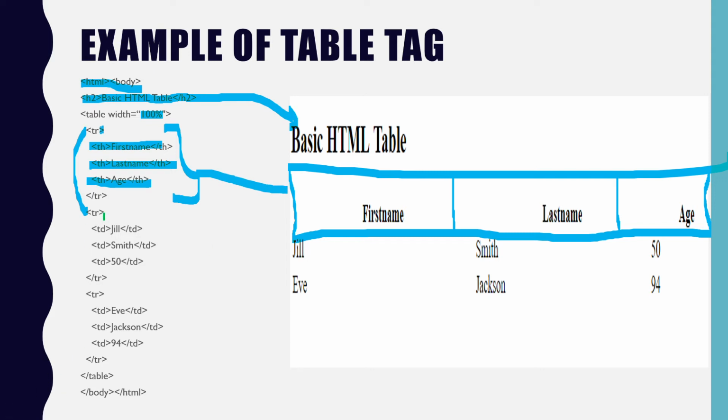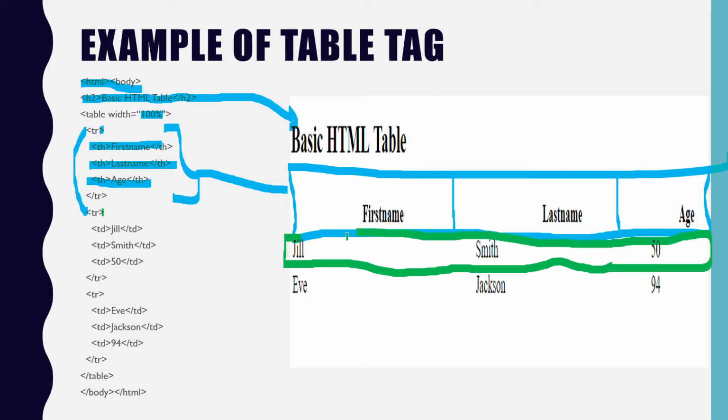Moving to the next, I want to create the next row. So again TR, so this much row is created, right, because we have used TR. Now within that TR I have taken TD, TD, TD, three times TD, one for Jill, second for Smith, and third for 50. So Jill is one table data cell, Smith is the second, and 50 is the age, that is the third. And here I have closed the TR. So the output of this much code is here.